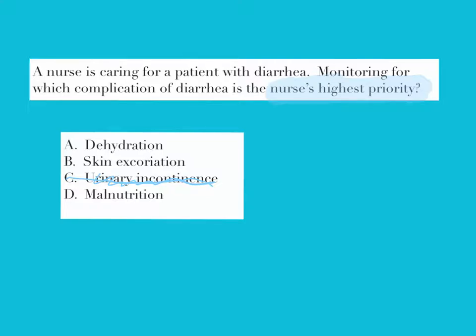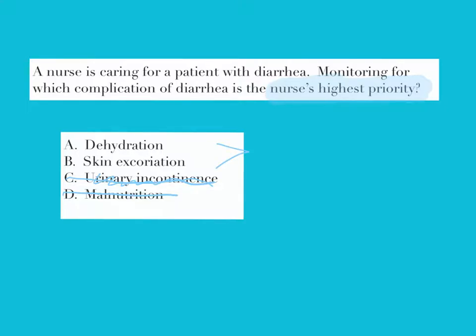But malnutrition, there is nothing in this stem that suggests the patient is nauseous, vomiting, having food aversions, or loss of appetite. Simply diarrhea, that's all he has, or she. So we can rule out malnutrition. That leaves us with these two.